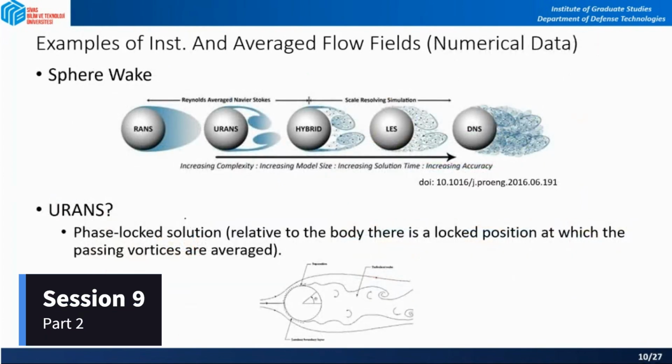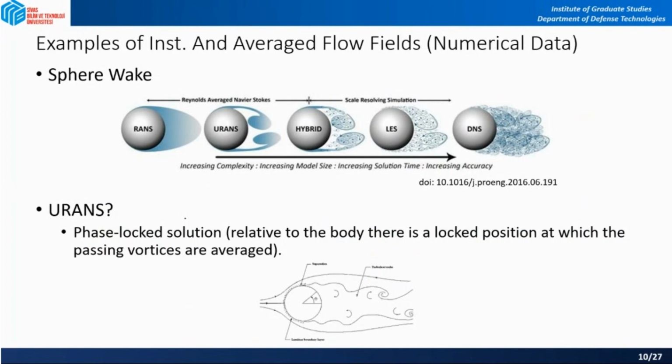Now, this picture that I have showed you earlier, you remember this picture. Now it might be more understandable to you. So this is a dimpled sphere, and the flow behind this sphere is being simulated with different numerical approaches. When you solve the RANS equations, you will get the average field. So you see a very, very smooth field at the back of the sphere.